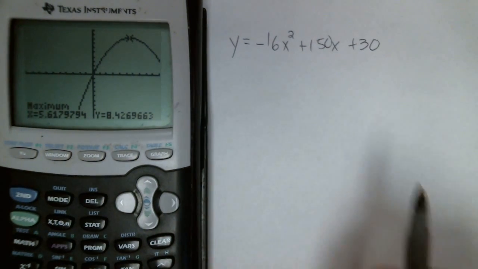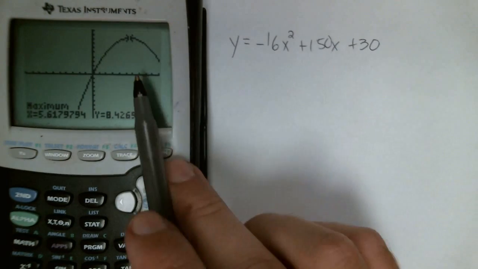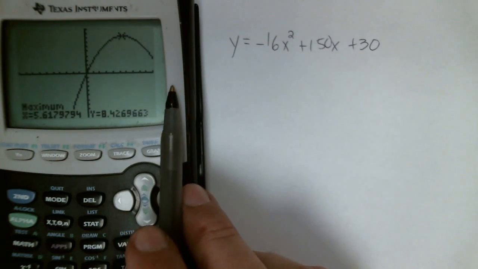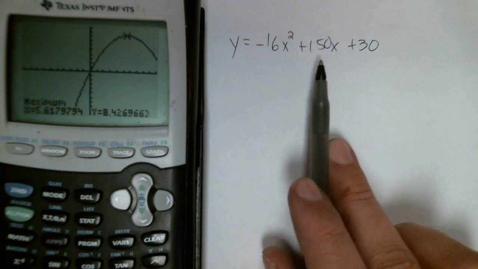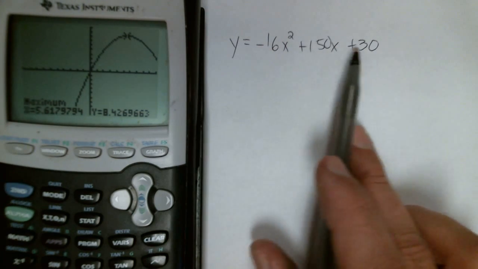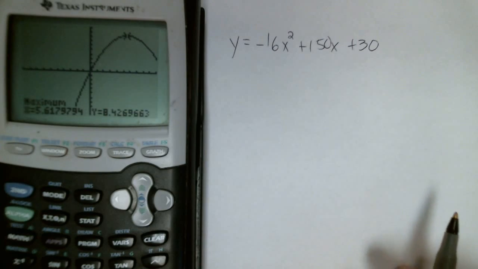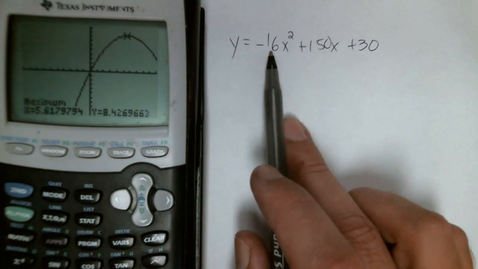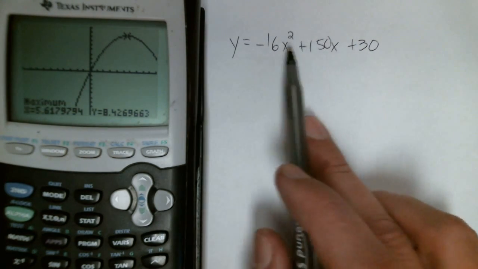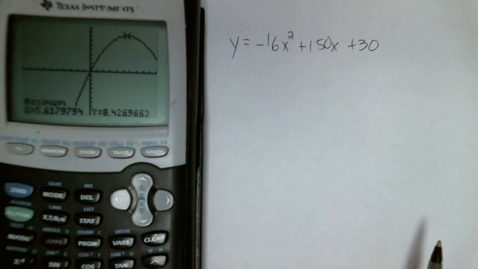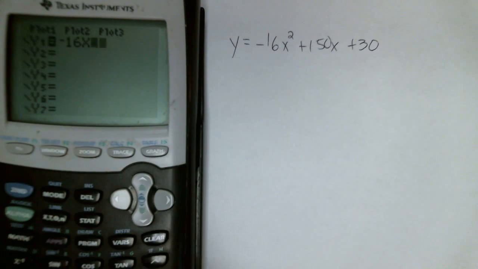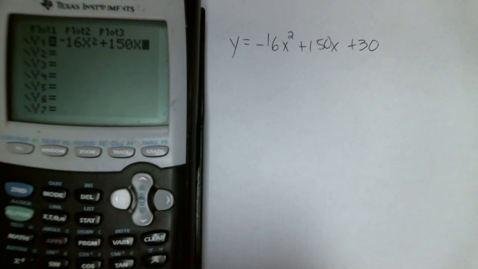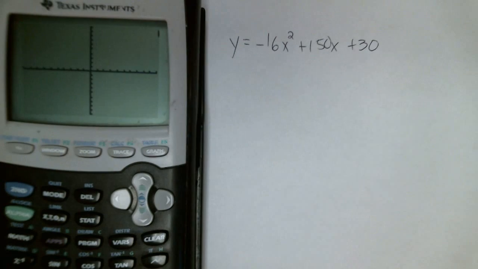Okay. And once again, if I want to solve this manually, I'm trying to find the ground. I want the x-intercept. I would have to set this quadratic equal to 0 and solve, which in this case I'd probably have to use the quadratic formula because I can't factor. Those are some pretty big numbers. There's no GCF. 16 doesn't go into 30. 8 doesn't go into 30. 4 doesn't go into 30. That's quadratic formula all day long. Thank goodness we have the calculator. Okay, so let's plug it in. Negative 16x squared plus 150x plus 30. And let's graph and see what we got.